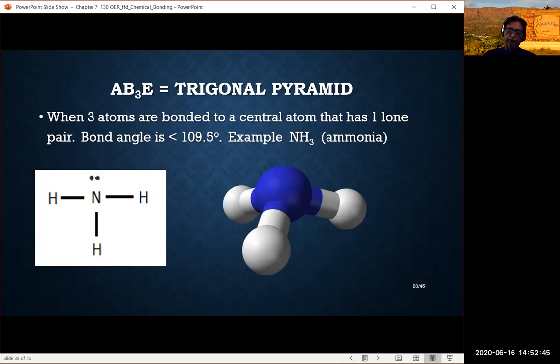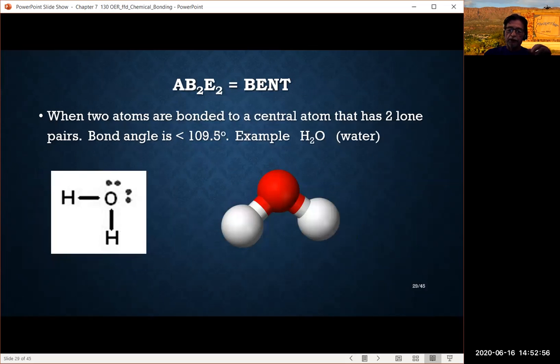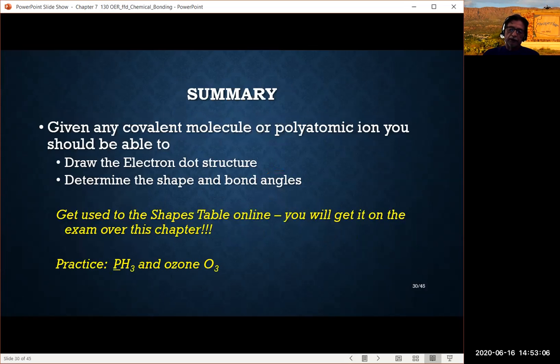Okay, and then we had the trigonal pyramid. An example is ammonia. Okay, we went through that example. Again, polar. And then the AB2E2, a good example of this is water. Very, very polar. Water is the most polar species that we have.